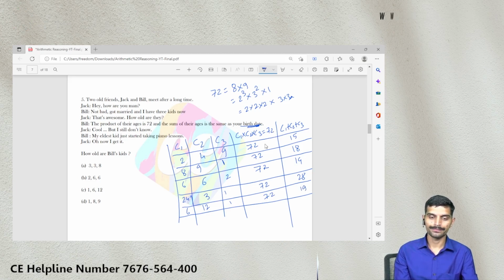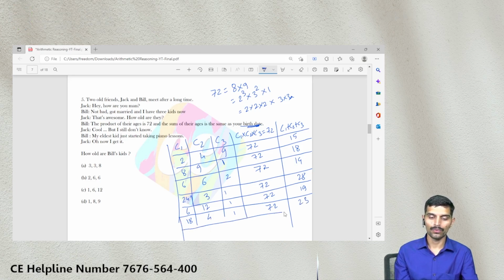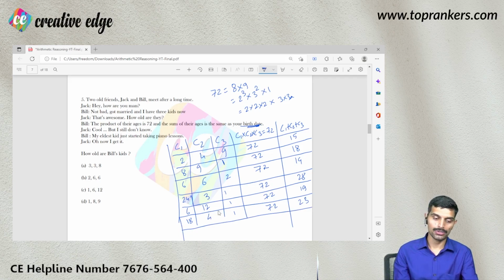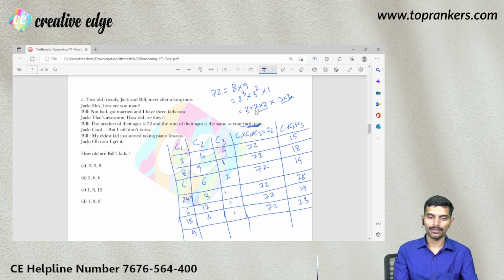What else? 18 fours are 72, plus 1. 18, 4, 1. 18 fours are 72. 18 plus 4 is 22, plus 1, 23. Further, what else? What else can we do? See, 9 into 4 into 2. 9 into 4 into 2 we have done. 9, 4, 2 and 2, 4, 9 is the same thing.